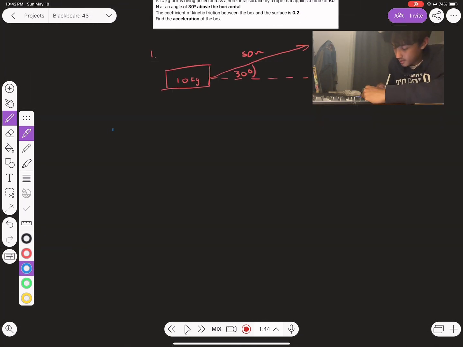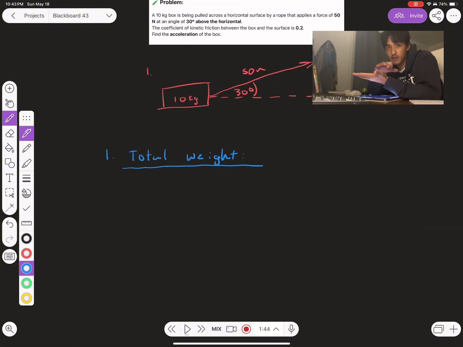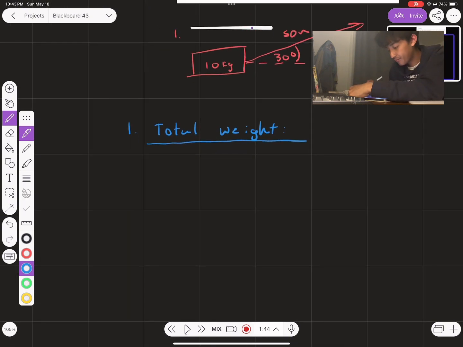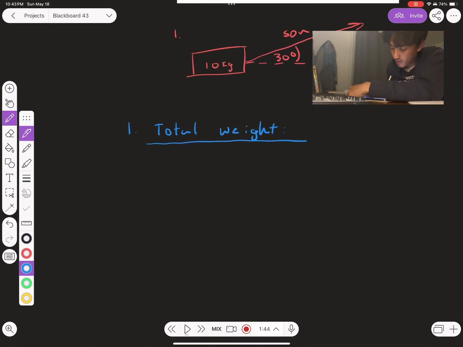So first things first, we need to find the total weight of the box. You're probably asking, wait, but they already gave us the weight because 10 kilograms. No, because the box is on a flat horizontal surface and it's on Earth. And what do we have on Earth? Gravity. So to find the total weight, our formula would be weight is equal to mg, mass times gravity.